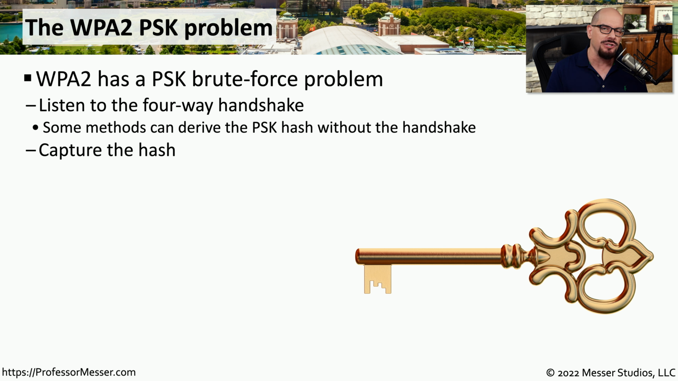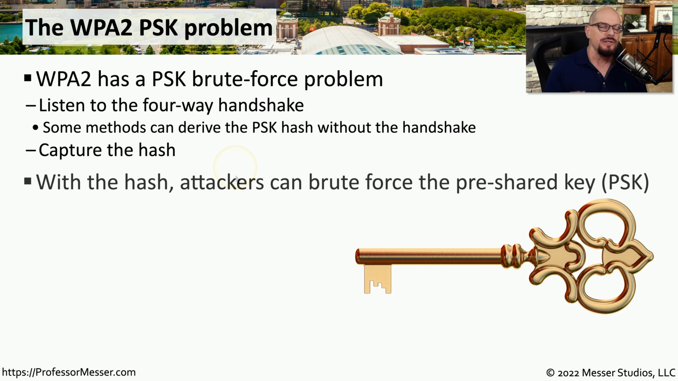However, with WPA2, there's a significant security issue associated with pre-shared keys. That's because there's a four-way handshake that takes place when you're connecting to a WPA2 network. And if someone is listening in to this conversation, they can capture the hash that is used during this handshake process. Once the attacker has the hash, they can take that hash offline and begin performing brute force attacks to try to determine what that pre-shared key happens to be.